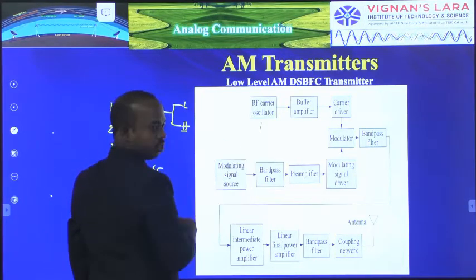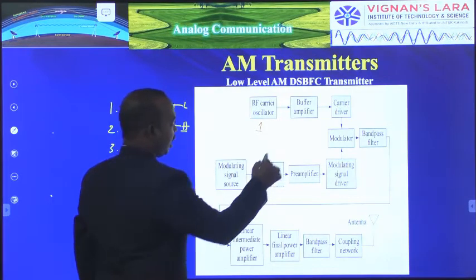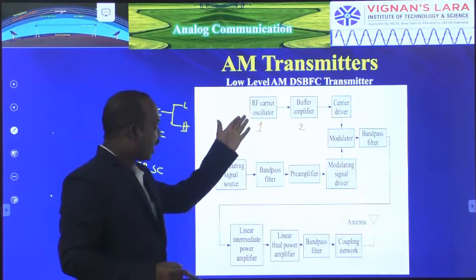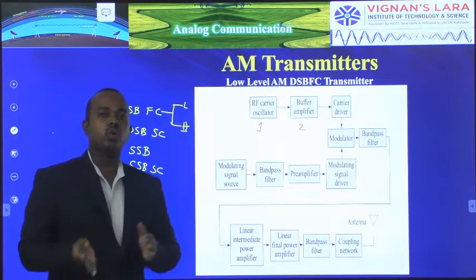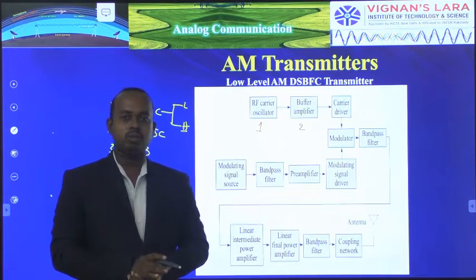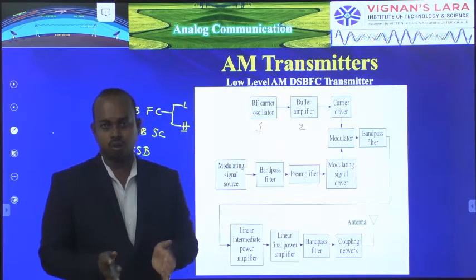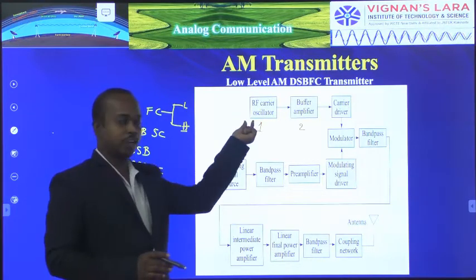This one is the first one, the RF oscillator. And the second one is the buffer amplifier. What is the RF carrier oscillator? Oscillator means that without any AC input, it can deliver an AC signal. That is called an oscillator. Here we are using RF.